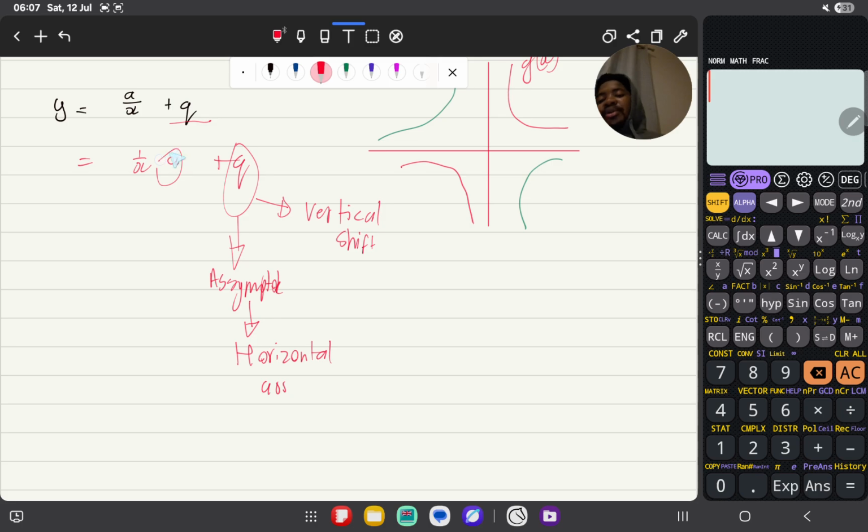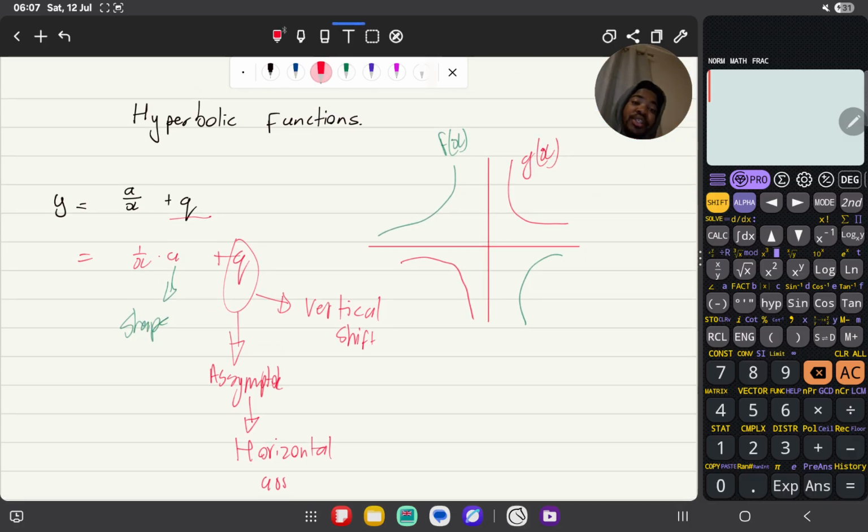And then talking about a, all I can say is that this gentleman tells us about the shape. Before the shape, I just want to say about the asymptote again. In grade 10, we only have one asymptote, which is the horizontal asymptote. But when we get to grade 11 and 12, we're going to talk about vertical asymptote and horizontal asymptote. So we have two asymptotes.